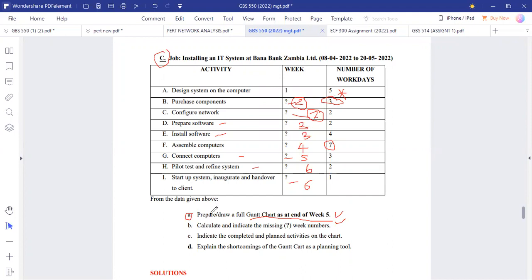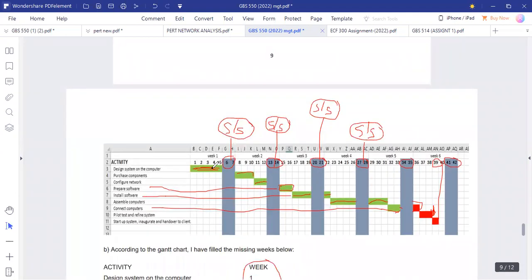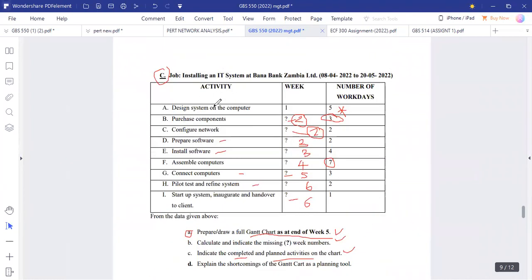So part A and part B have been completed. Even part C has been done, because they say to indicate the completed and planned activity on the chart. So from there, the examiner is able to see which activity is actually being completed. You can see this activity A, designing the system, is completed in how many days?